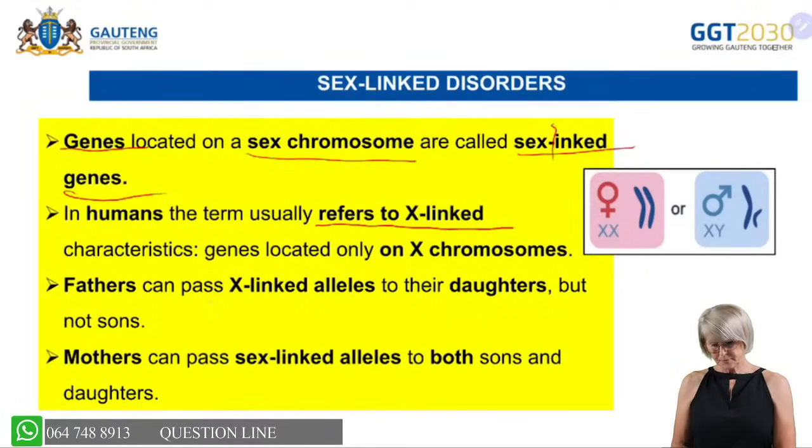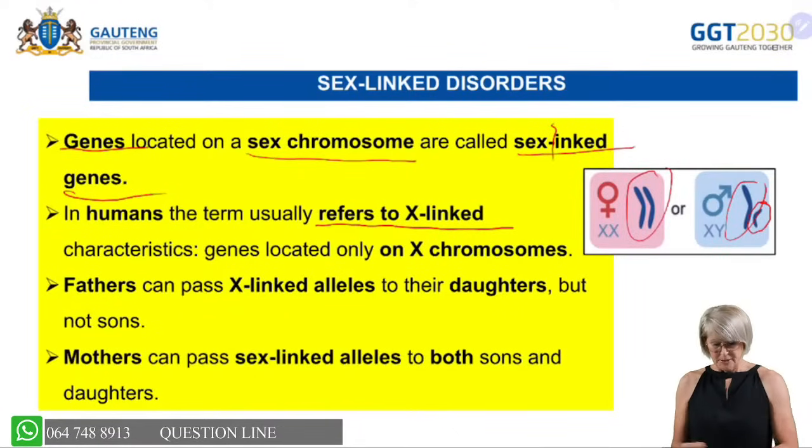Right, and that means that these genes only occur on the X chromosome. And that is very often because if you have a look at the size of the Y chromosome, there often isn't space on the chromosome for some of the genes. And that is why they are then only found on the X chromosome.